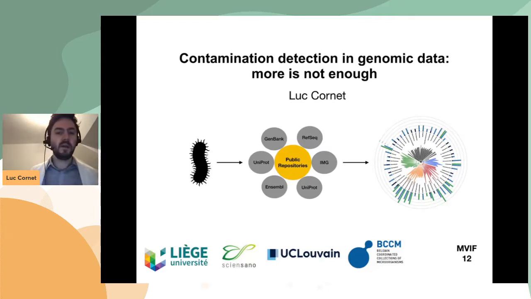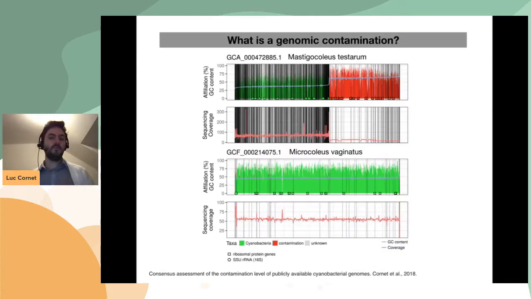I will begin my talk by showing what a genomic contamination is. Here on the top, you have one genome, highly contaminated, and on the bottom, another one that is only slightly contaminated. It allows me to introduce the specific naming that I will use for the rest of the presentation, and that is also used in different publications.